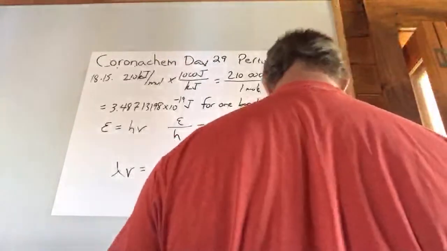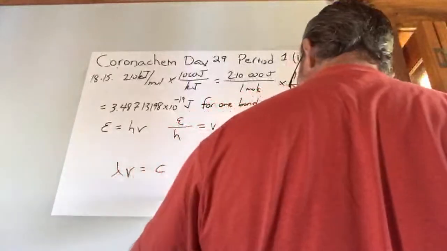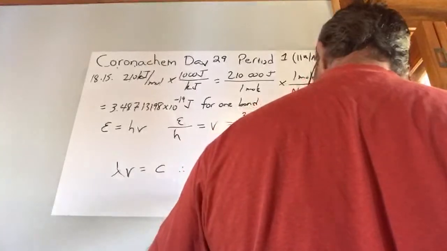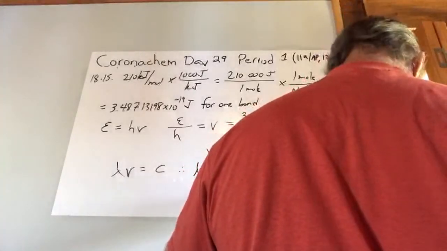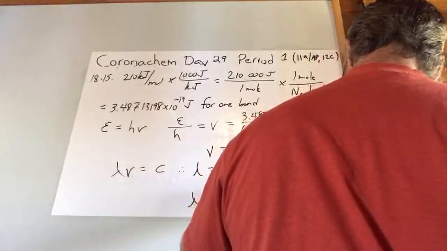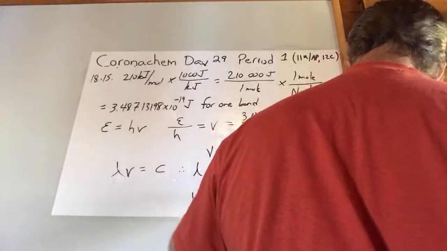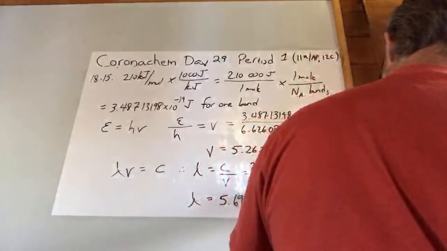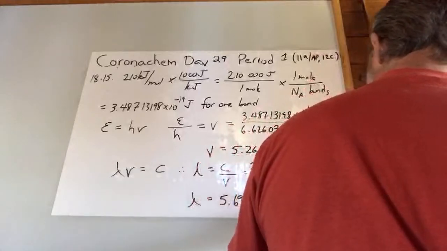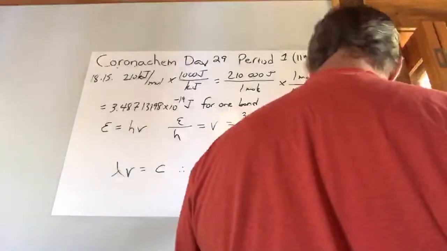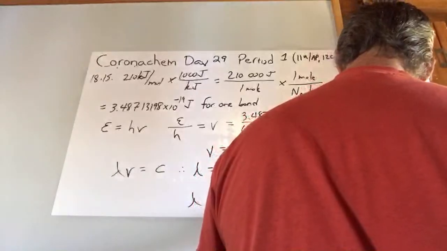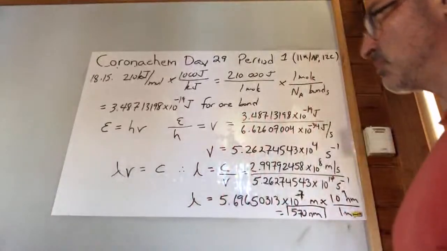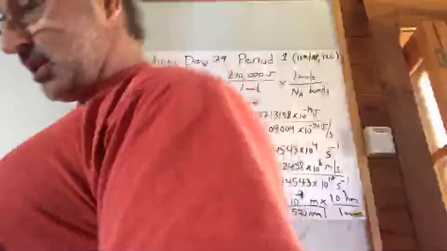So lambda equals 5.69650313 times 10 to the negative 7 meters, or if you like, multiply by 10 to the 9 nanometers per 1 meter, and you get 570 nanometers after accounting for the sig-figs. So 570 nanometers, that would be a visible photon. You'd be able to see that light.